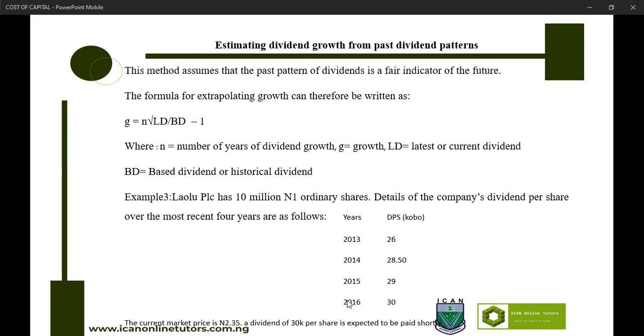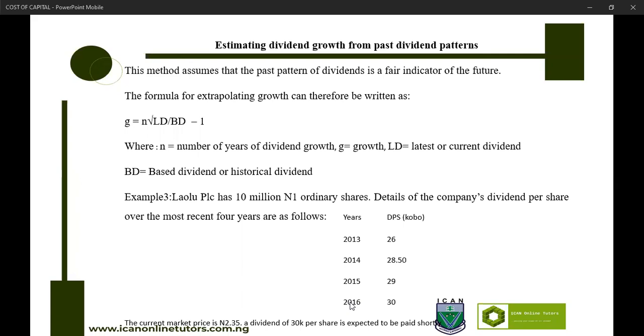Now, between 2013 and 2016, we can only have growth in dividend how many times? 3 times. And that is the source of what? N minus 1. Is that clear? Yes. It means it's 4 years minus 1, so 3.